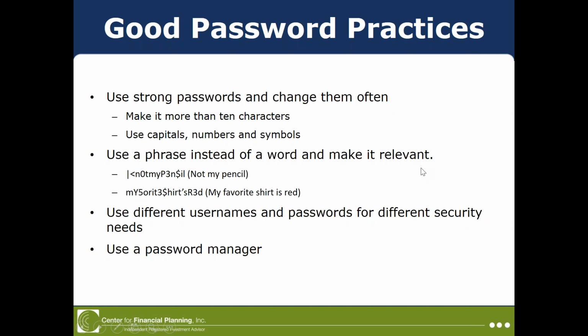Another recommendation I would make for a good password practice is to use a phrase instead of a word. Make it something relevant to you. You'll see up in the presentation, "not my pencil." If you convert that to the symbols of the pipe mark, the greater than sign, N0T, that actually forms out the words in your head. Or another good combination is "my favorite shirt is red." And as you can see, that converts to the MY5 listing here. It makes it a lot harder for a system to be cracked into, but it's a little bit easier for you to remember.